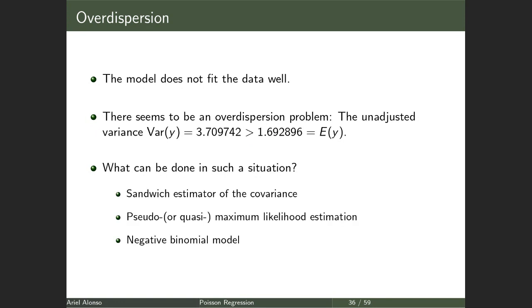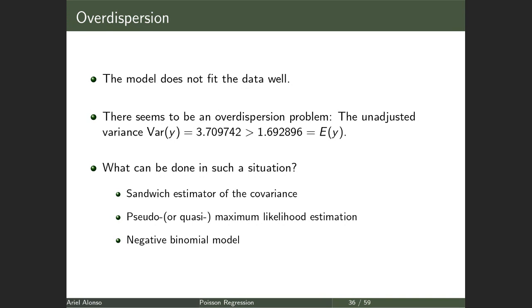How can we solve this problem? We are going to see three solutions. We are going to make use of the sandwich estimator of the covariance to get robust inferences. We are going to use something called pseudo or quasi maximum likelihood estimation.